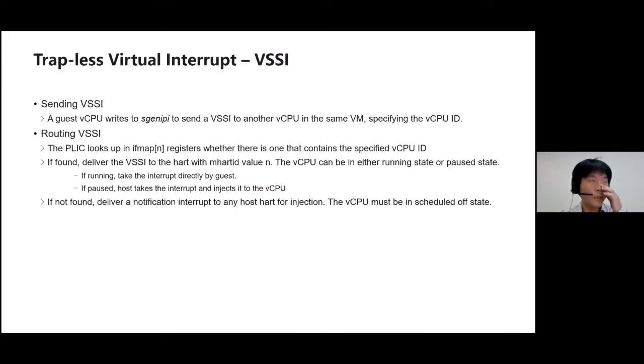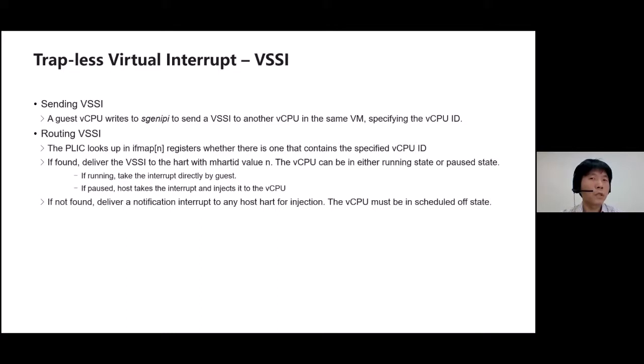So that's for virtual timer interrupt. For virtual supervisor software generated interrupt, when a guest vCPU needs to send a software-generated interrupt for another vCPU, it writes to the sgen IPI CSR to do so. It does so and specifies the target vCPU ID that's intended to receive the virtual software-generated interrupt. After the write, the PLIC receives the target vCPU ID, so it looks up all the IMSIC map registers, whether it is one that contains a specified vCPU ID.